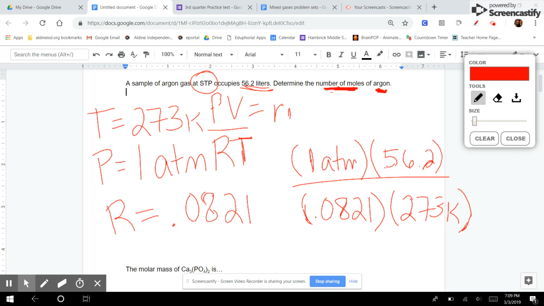Hold up, I got one of those old calculators. 2.5. So the number of moles is 2.5 moles.